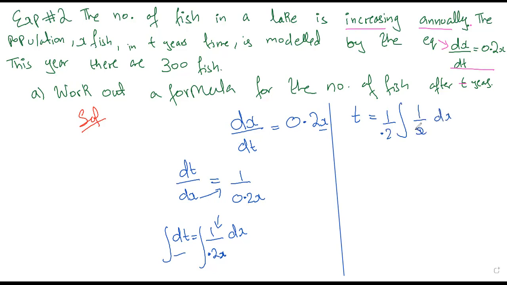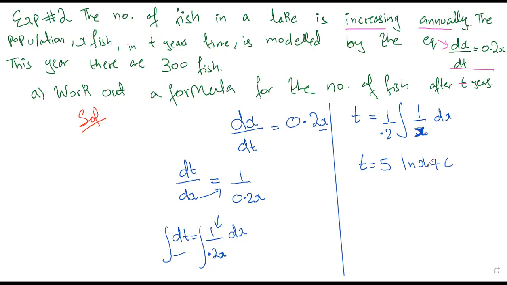Now, what do you see? In the denominator, you have an x. A function whose derivative is... Ln x. Very good, very well done. So we have t, 1 by 0.2 is basically 5, and the integral is ln x plus c, right? So is it clear?